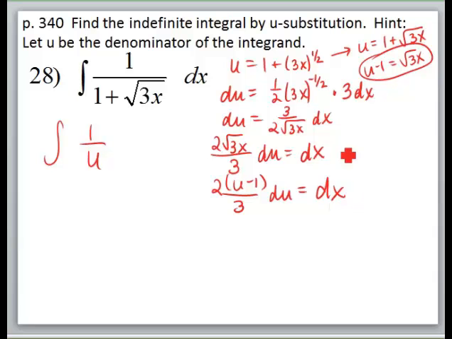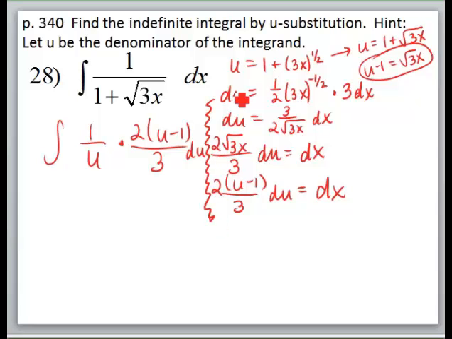Again, I said this was a very complicated problem, and it is. So I've got my 1 over u, and then my dx is now going to be replaced with this 2 times u minus 1 over 3 du. And I'm going to have to continue this in my next video.